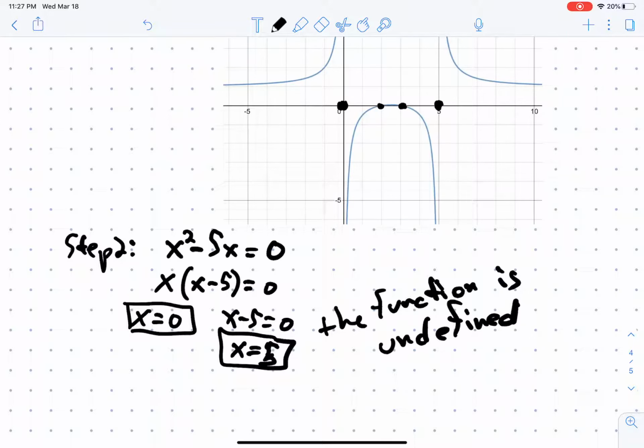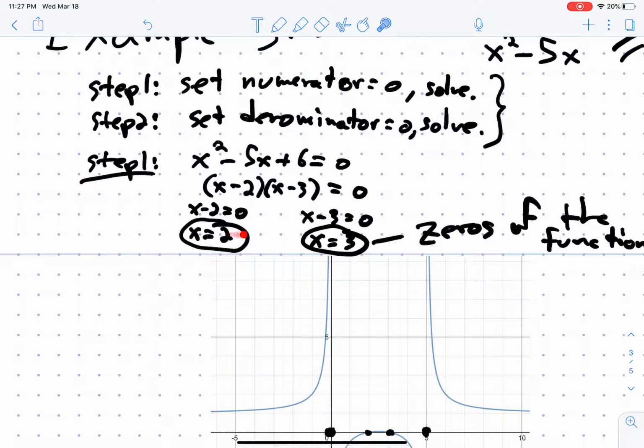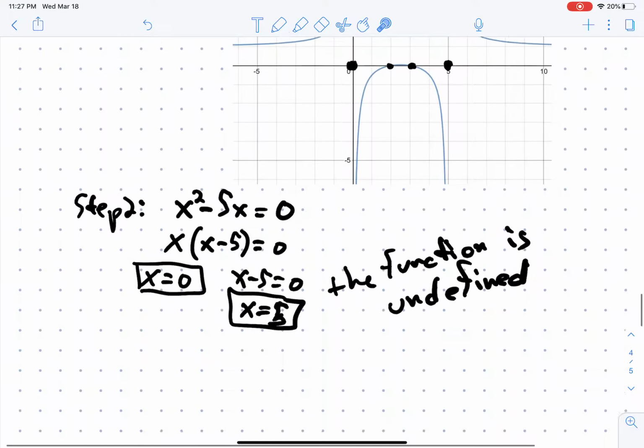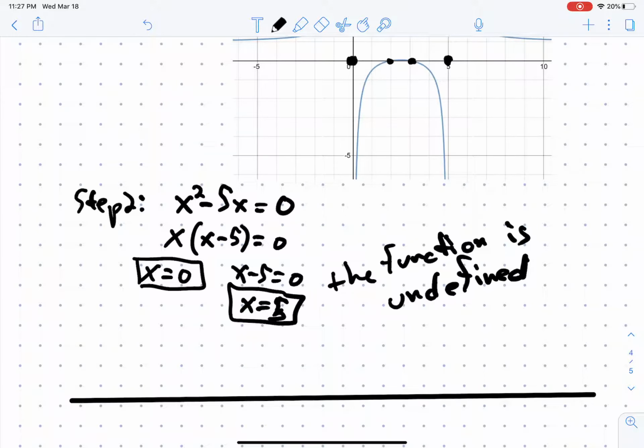Now, imagining that we didn't have this graph to look at, what we would do at this point is say, okay, we found places where the graph crosses or touches the x-axis, the zeros, and we found the places where it's undefined. That means it could have asymptotes and so on. Let's just make a number line for the x-axis. And on this number line, let's put in all of those numbers.